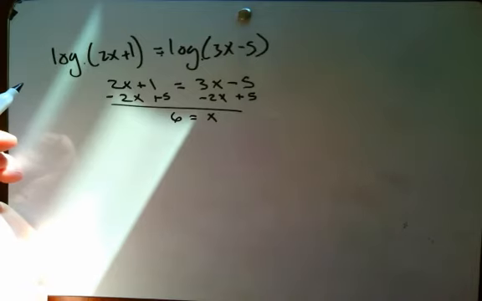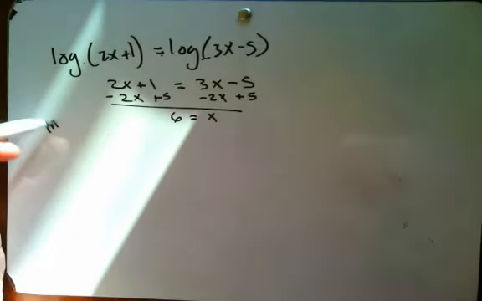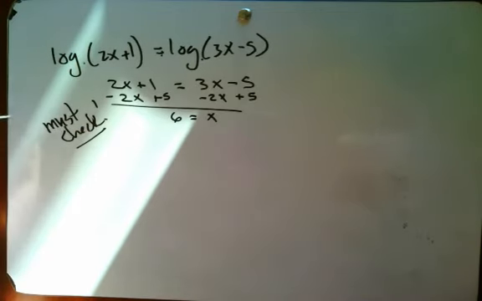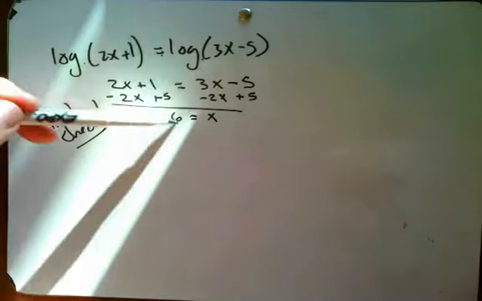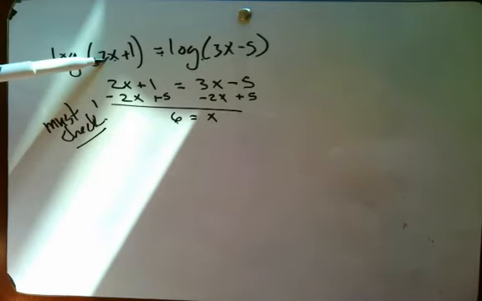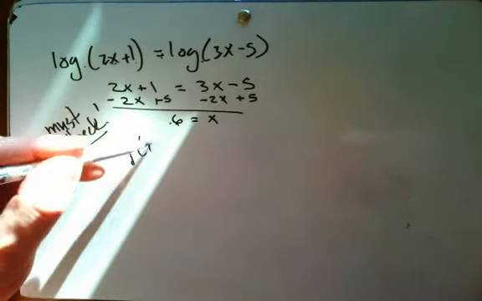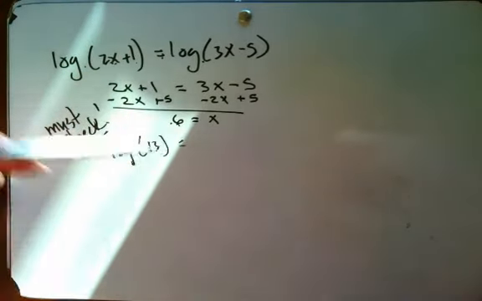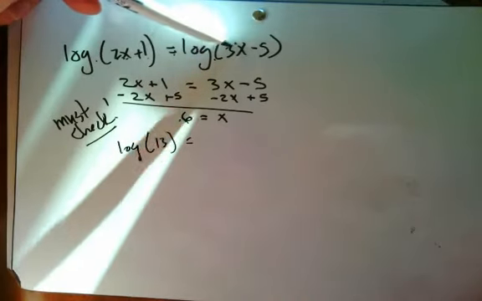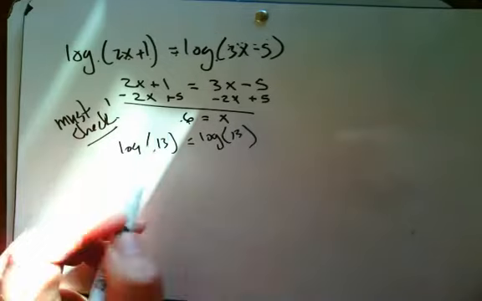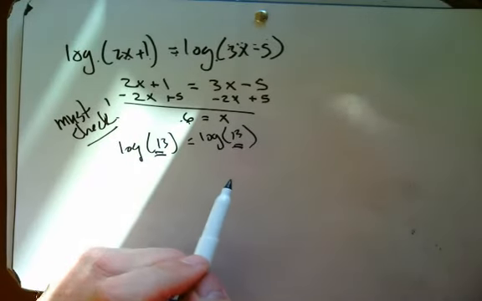But here's something we know about logs. Logs are must checks. Remember, we can't take the log of a negative and we can't take the log of 0. So if I take this 6 and plug it in here, 6 times 2 is 12, plus 1 is 13. So I've got log 13 over there. And on the other side of the equation, 3 times 6 is 18 minus 5 is also log of 13.